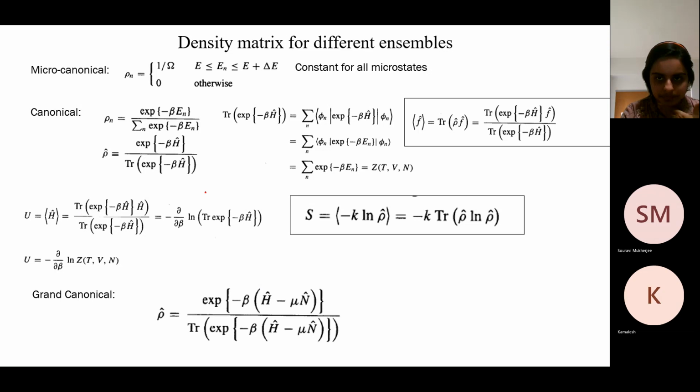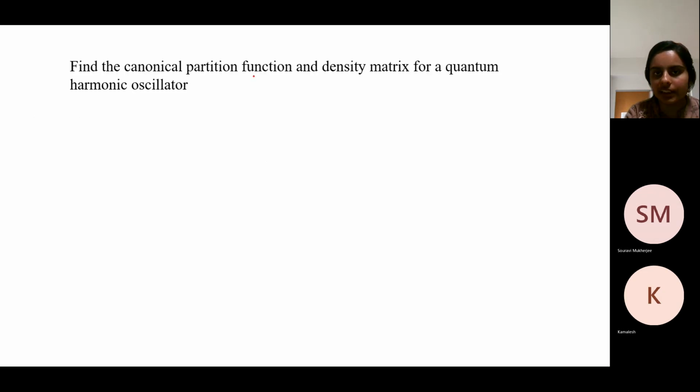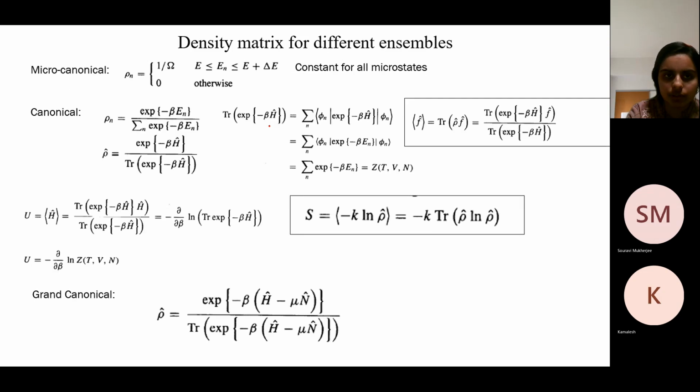So for example, if you have to find the canonical partition function for a quantum harmonic oscillator, now your energy states are given as (n plus half) h cut omega. So how do you find the canonical partition function? You have to use this relation, right? You have to first find Z, and then you have to find rho. So can you try to find Z, and can you see what you get? You have to use this relation, the rho. So what is Z?